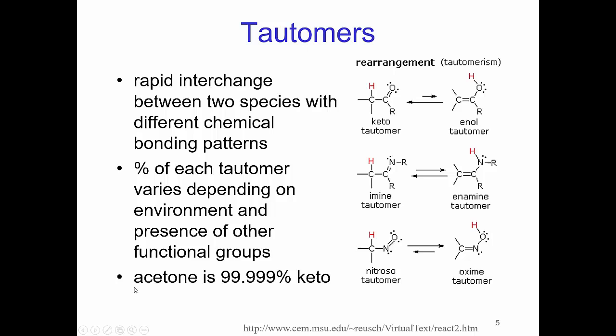And in fact, the compound acetone, where this is a methyl group and this R group is also a methyl group, right? That's the compound we call acetone. It is mostly in the keto form, 99.999%, which means 0.001% is in the enol form. Okay. And we can determine this by spectroscopy because the spectral and absorption characteristics of compounds such as this versus this are different, and they're quantifiable.